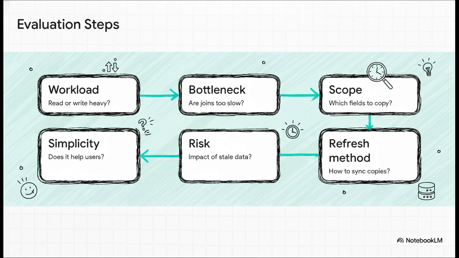Because the stakes are so high, architects use a strict 6-step evaluation framework. Whether you're facing an exam or leading an engineering team, you have to evaluate, number 1, is the workload read-heavy or write-heavy? 2, is there a proven bottleneck actually slowing down queries? 3, what is the exact scope of the fields that need copying? 4, what refresh method will keep those copies synchronized? 5, what is the risk if the data becomes temporarily stale? And finally 6, does this actually achieve simplicity for the user? Mastering this checklist is absolutely key to acing any evaluation of database design.